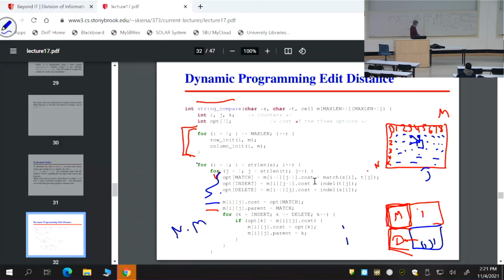Remember, back to this other recurrence relation. This was a min not over 3 things, but potentially over n things. That's why the cost per cell was bigger. Okay? Any questions about that? Any questions about how the edit distance works?